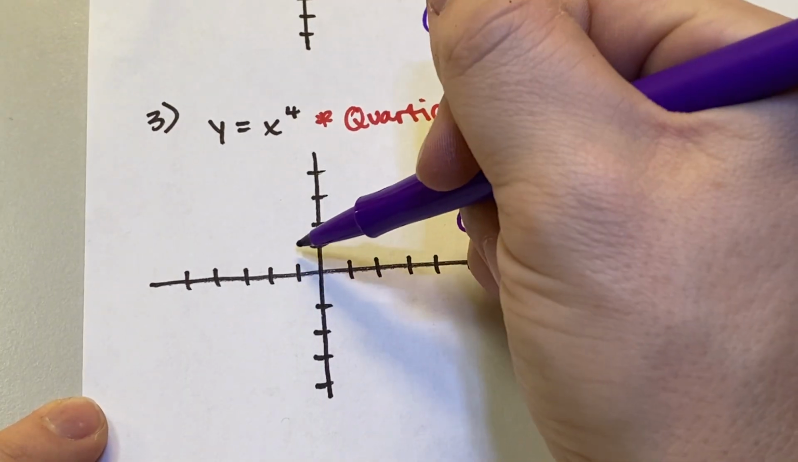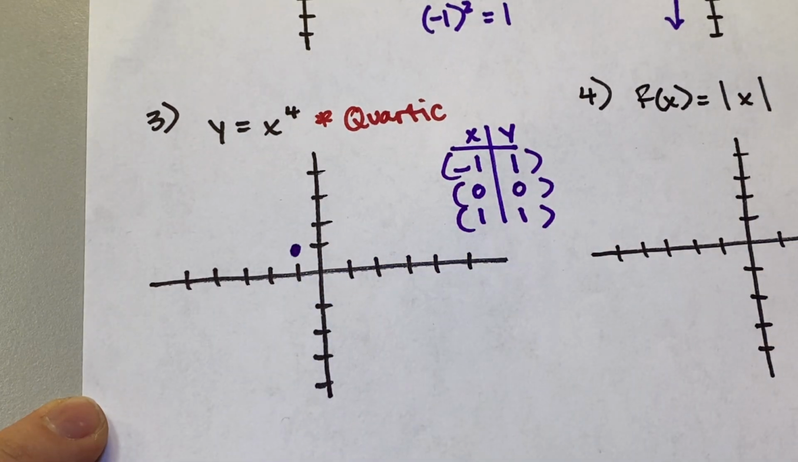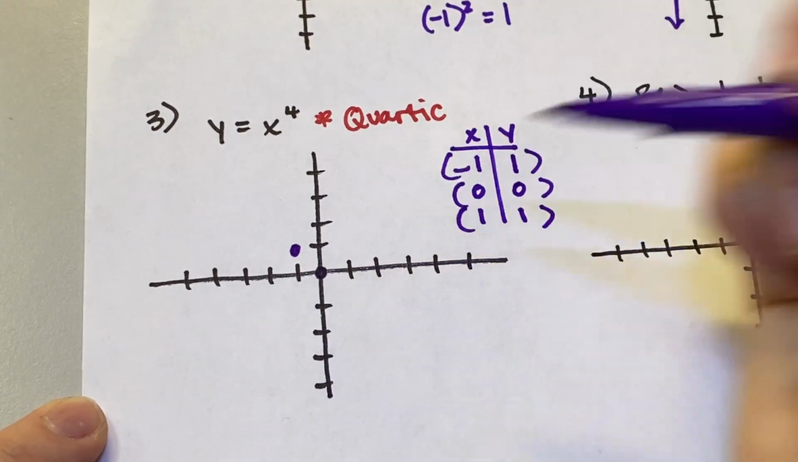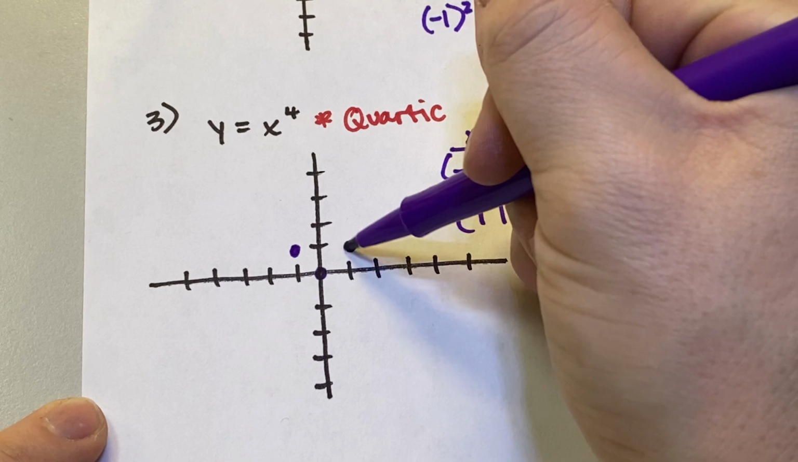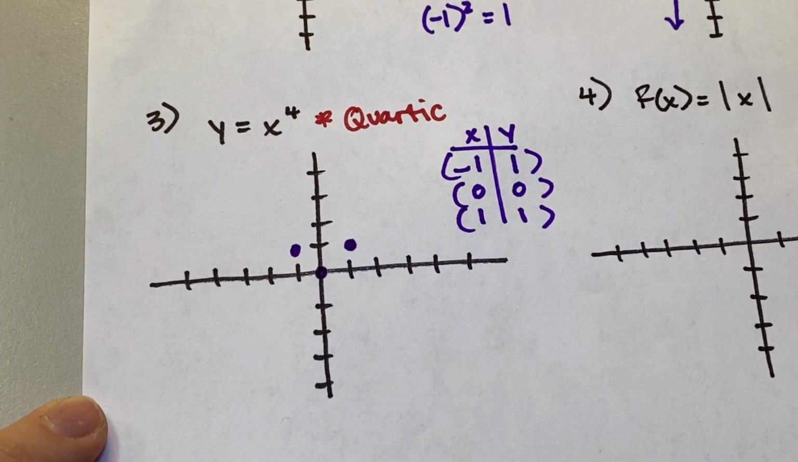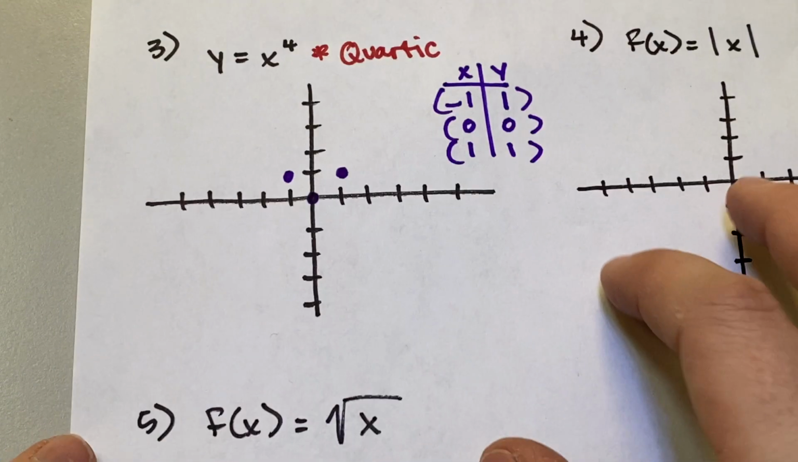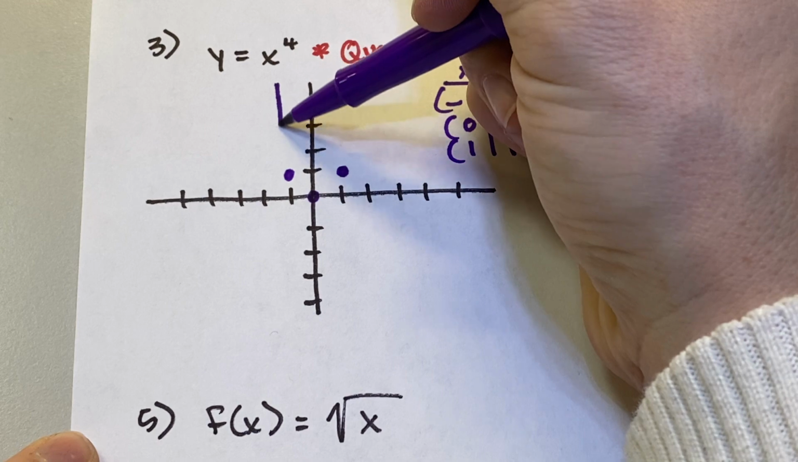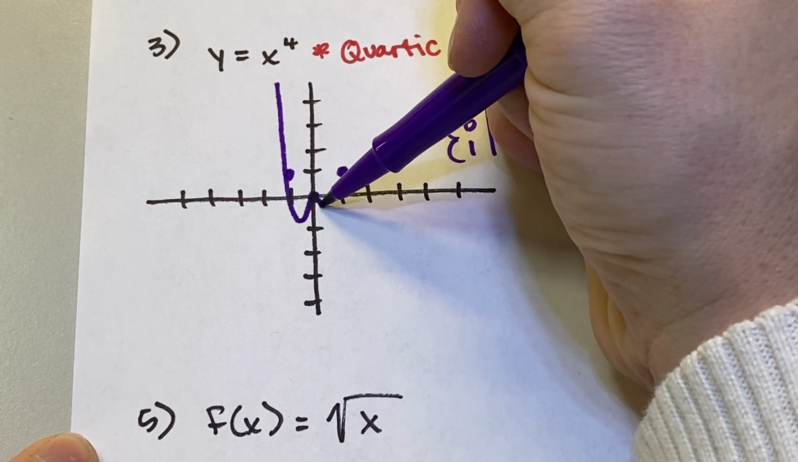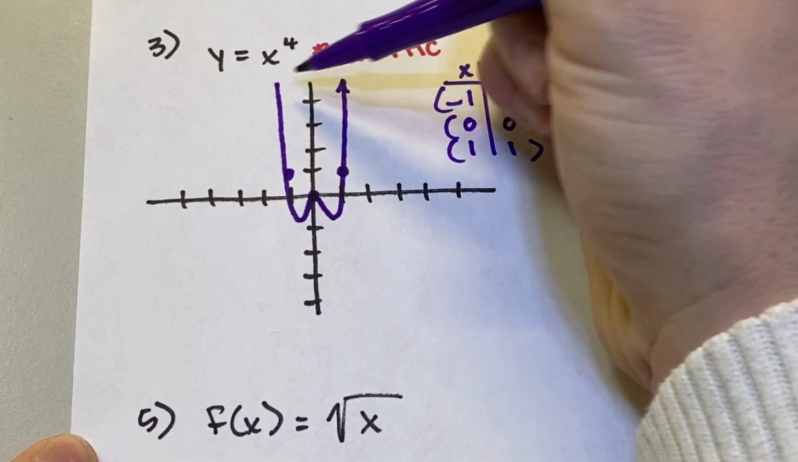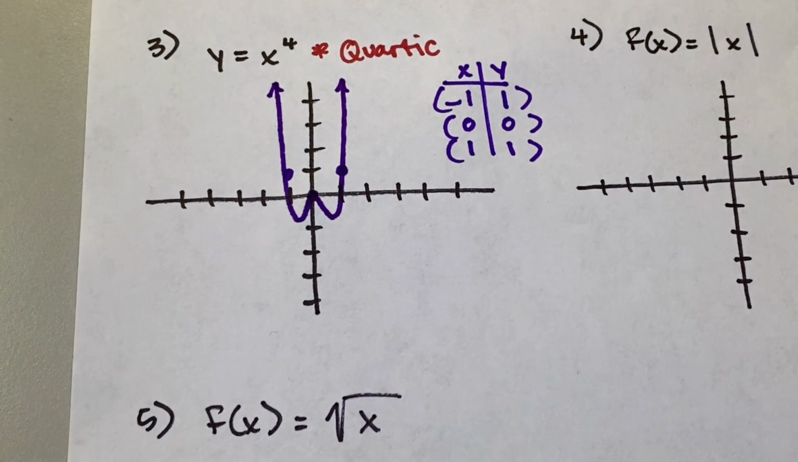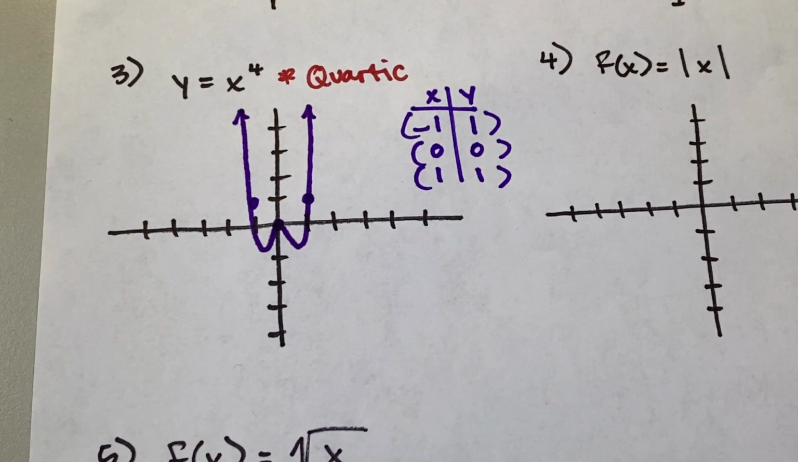Okay, so now let's put these on our graph. -1, positive 1. 0, 0. Positive 1, positive 1. This one looks like it's going to look like our parabola for number 1, that little U, but remember this one kind of turns into a W, where it hits that, goes back down. There's our W shape for a quartic function.